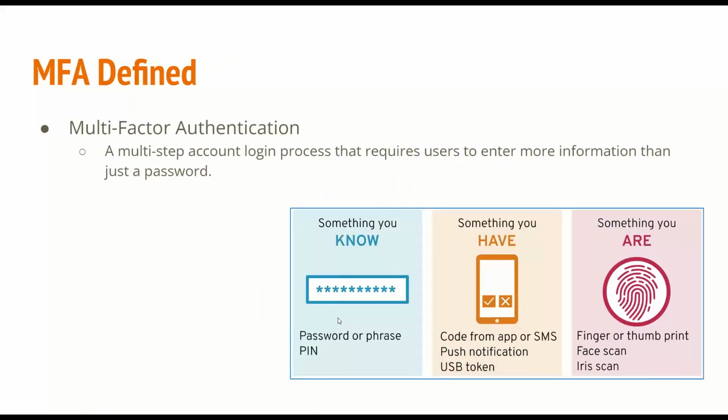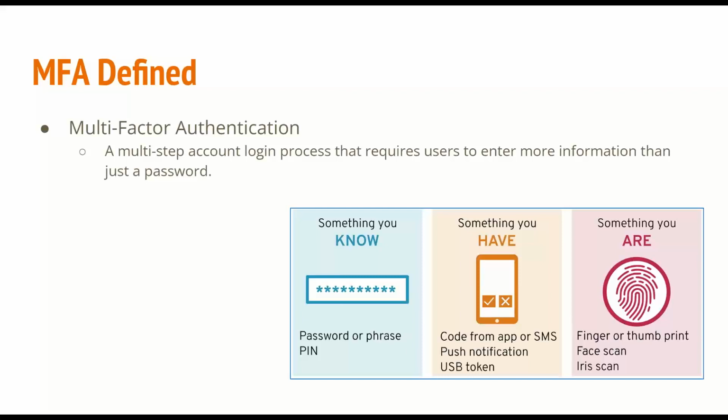So as we talk about MFA, or multi-factor authentication, today, start with the very simple definition, right? It's a multi-step account process that requires users to enter more information than just a password. And there are really three types of MFA out there at a macro level. The least commonly used is something you are, such as a fingerprint or thumb scan, facial scan, or iris scan. A lot of our laptops now have fingerprint scans. Those don't always integrate into other application systems beyond the operating system and what that computer was designed to do.